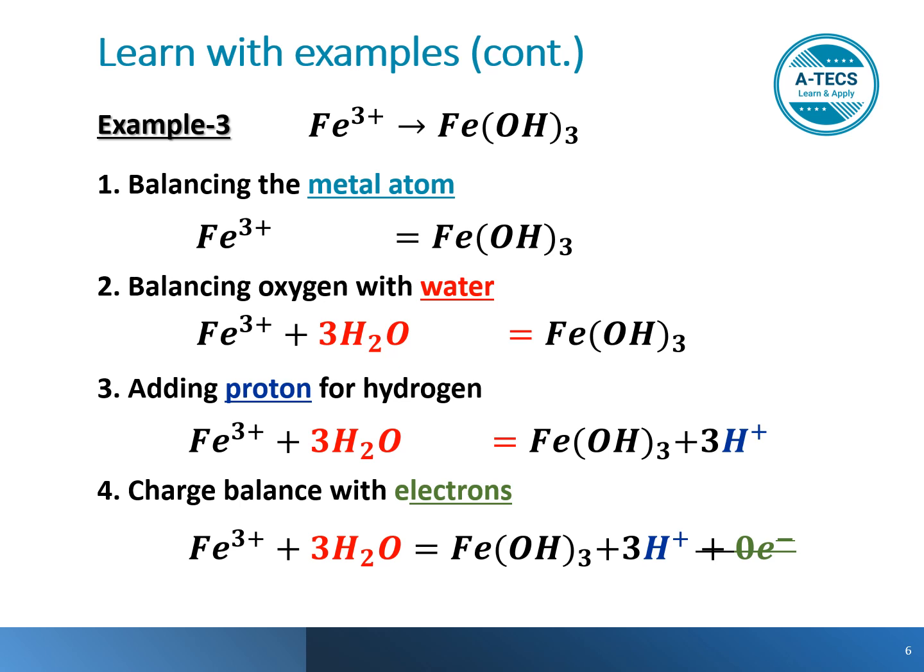In step 4, you have to check if the charge is balanced in this reaction. So we have 3 plus charge on the right side and 3 plus charge on the left side of the reaction. Therefore, there are no electrons involved in this particular reaction. Therefore, this reaction is purely a chemical reaction in which iron 3+ is being hydrolyzed to ferric hydroxide.